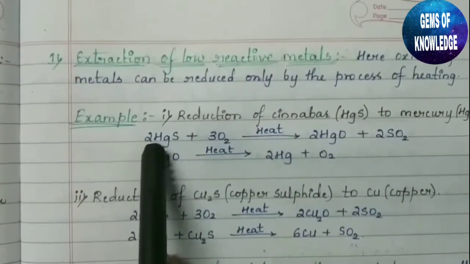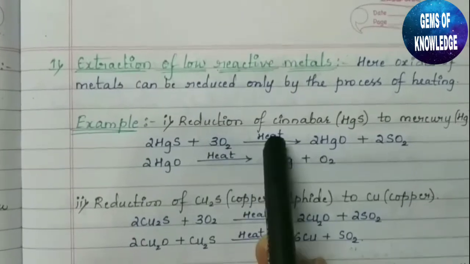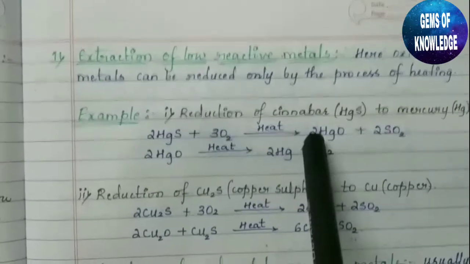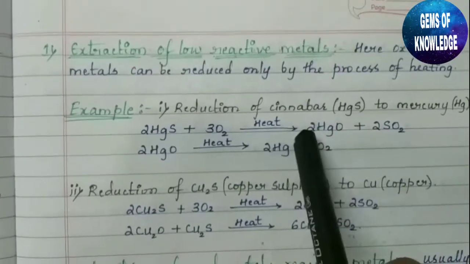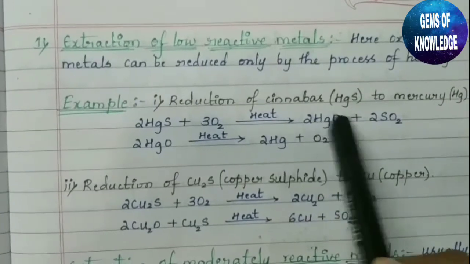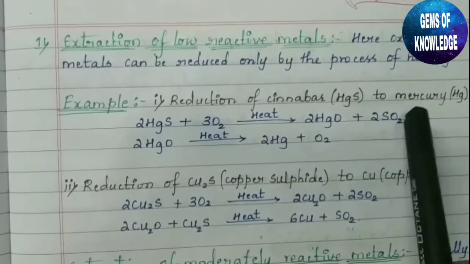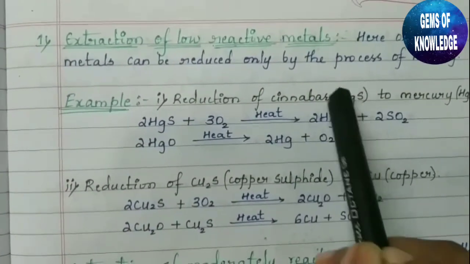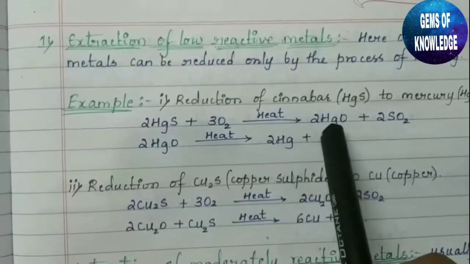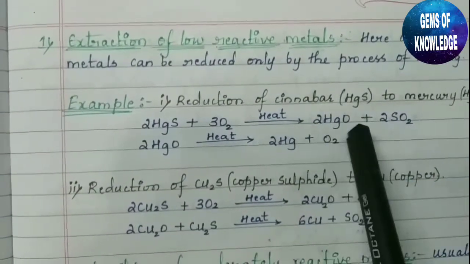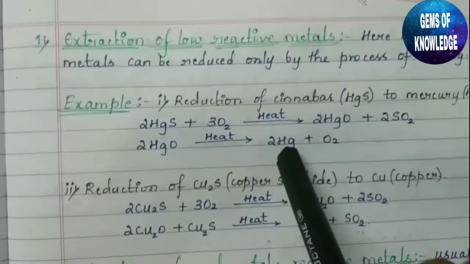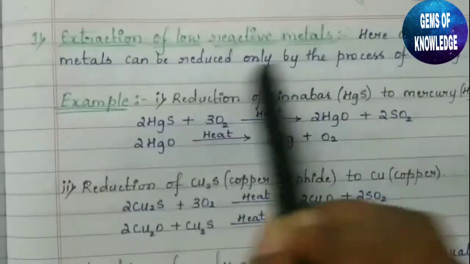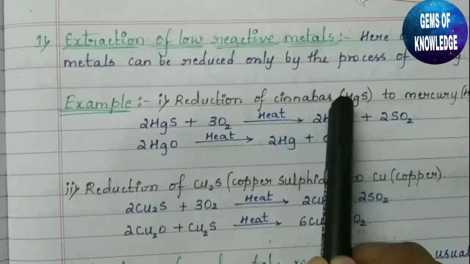When 2HgS plus 3O2, that is, when this cinnabar is heated in the presence of oxygen, we are going to get the metal oxide: mercury oxide plus 2SO2, sulfur dioxide. Then again this mercuric oxide is heated, and we are going to get the pure metal, and oxygen gas will be liberated.